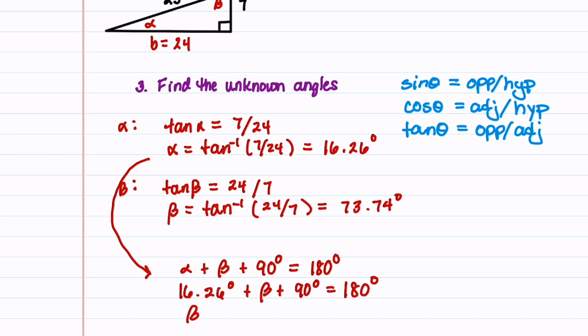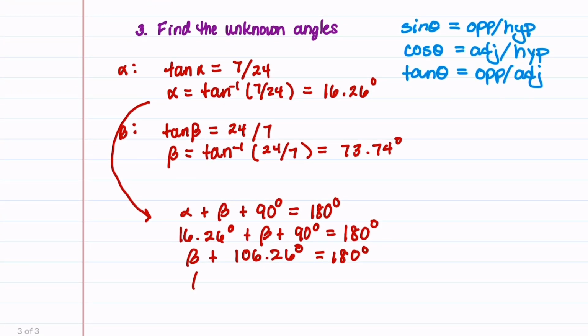So beta plus 106.26 degrees, adding 90 and 16.26, is 180 degrees. And then we could just subtract: 180 degrees minus 106.26 degrees gives us our 73.74 degrees. So whichever way you're comfortable with is the way that I would stick to find your second angle.